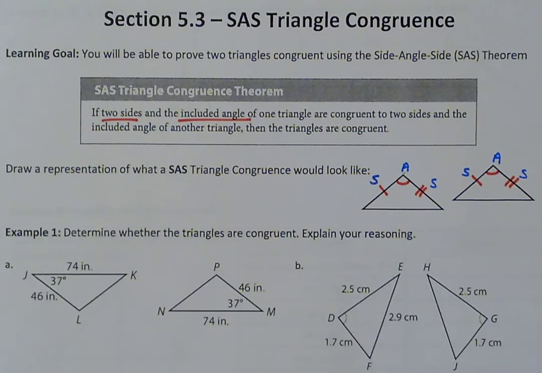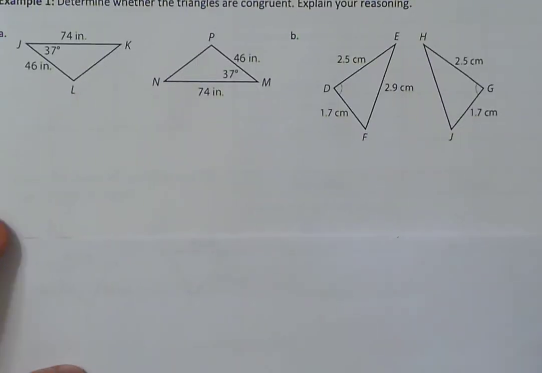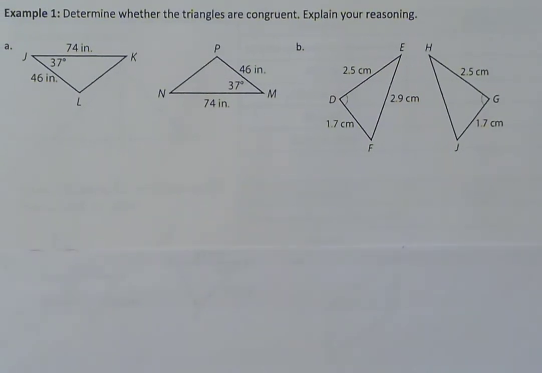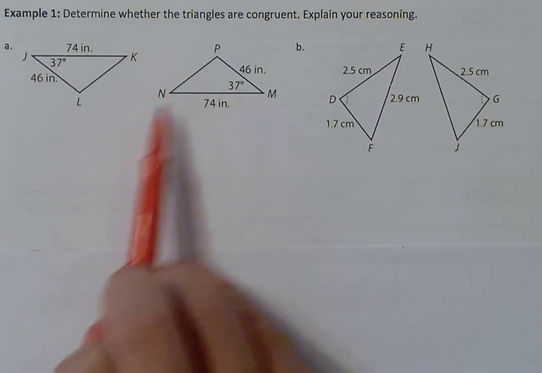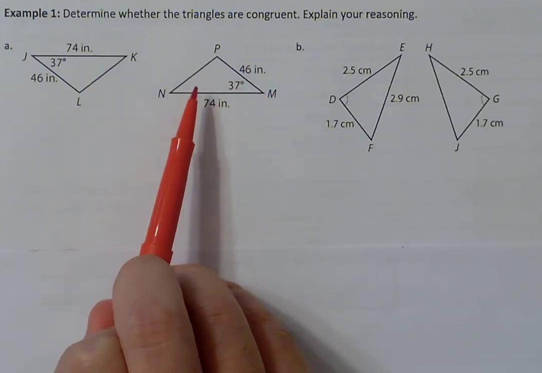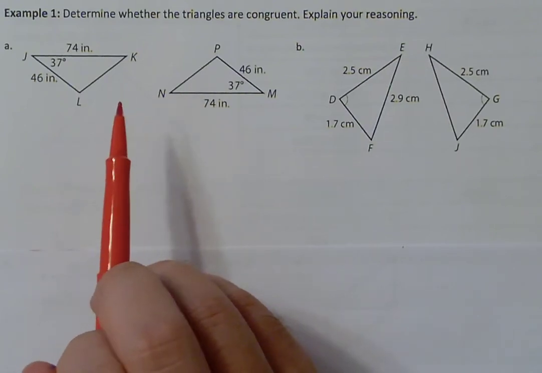Example 1 today is similar to example 1 from yesterday, where we're just going to go through and determine whether the triangles are congruent and then state how we know that. So we're looking at side, angle, side, so I need to be able to say two sides and the angle in between those two sides to be congruent. Alright, so if we look at A, so we have triangle JLK and triangle MNP. So we need to go through and determine if these are congruent. So we need to determine if two sides and the angle in between are congruent to each other.